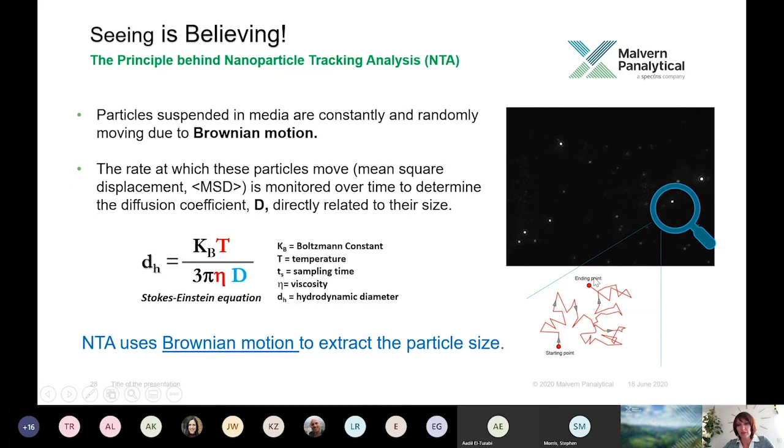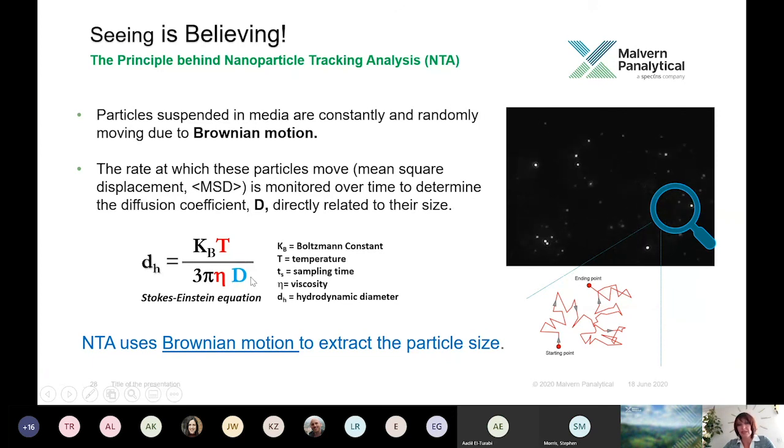So in the bottom, we've got an example of the particle track. You can see this is a very random motion. And when we follow those particles, we can determine the diffusion coefficient. And that's, again, using the same principle as DLS, we will use the Stokes-Einstein equation to calculate our hydrodynamic diameter. For this, we only need to know the temperature and viscosity.